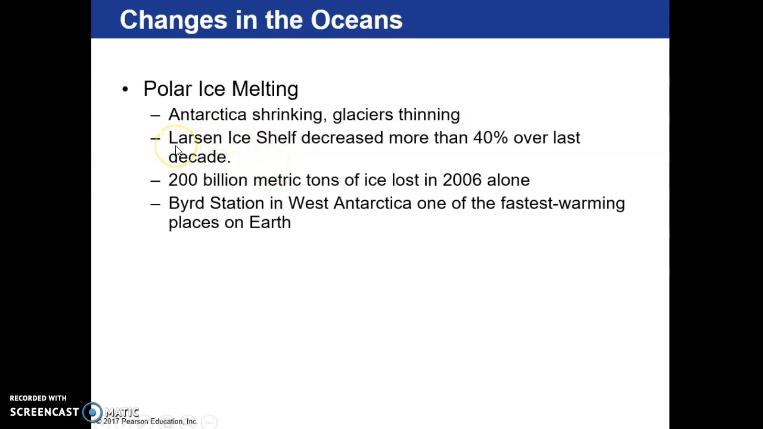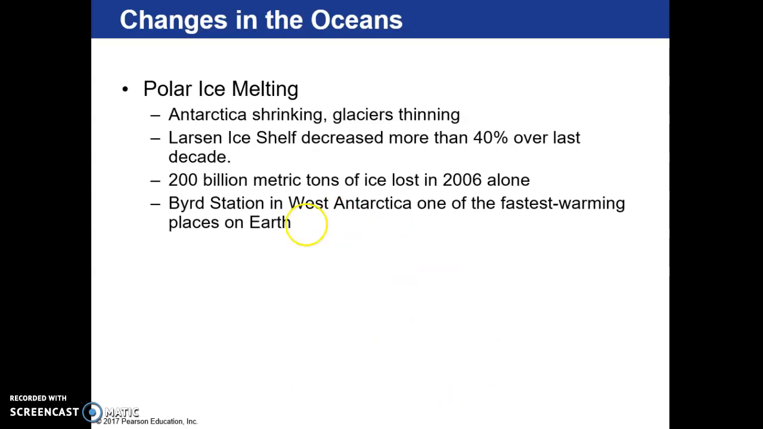So one of those is called the Larsen Ice Shelf. And over the last decade, it's decreased more than 40% and has not rebounded in the winter seasons, which is concerning. We have, since 2006, lost 200 billion metric tons of sea ice. So that's 200 billion metric tons of fresh water that have been added back to those ecosystems.